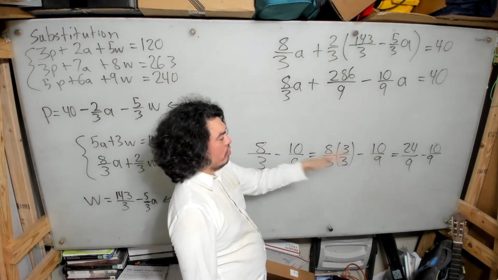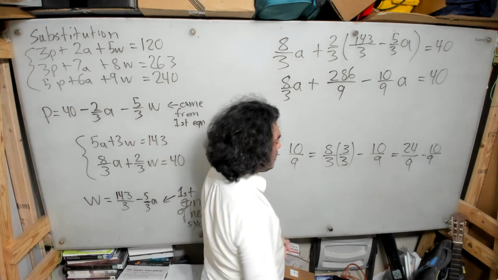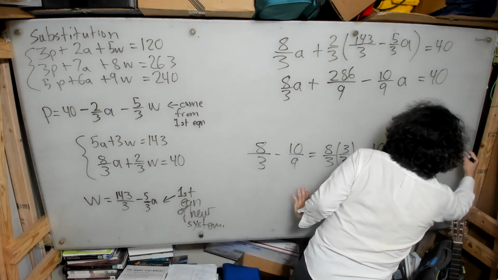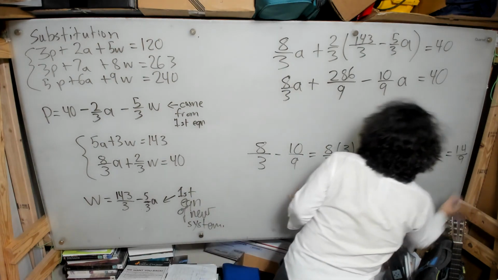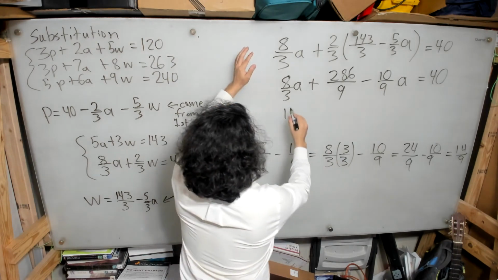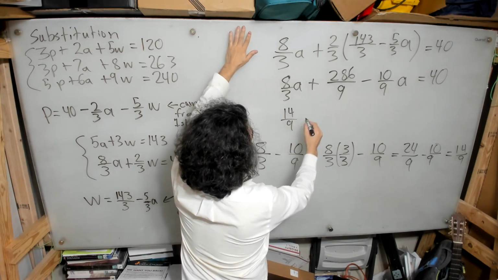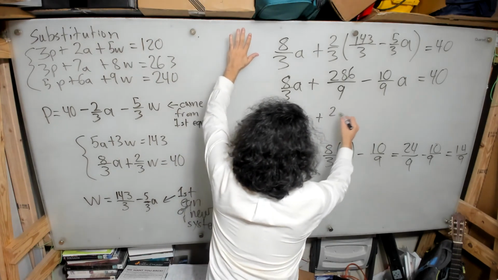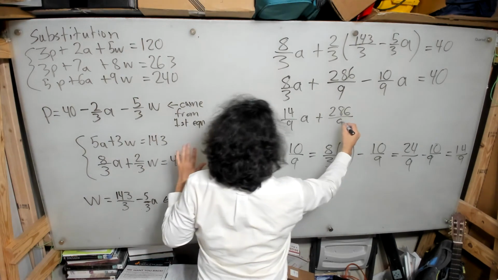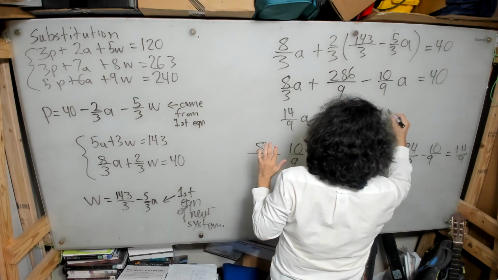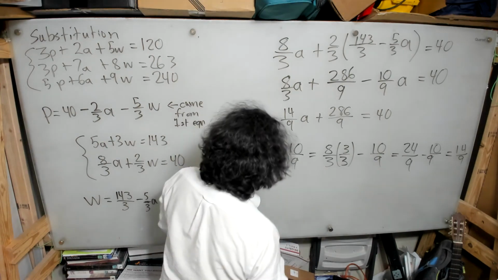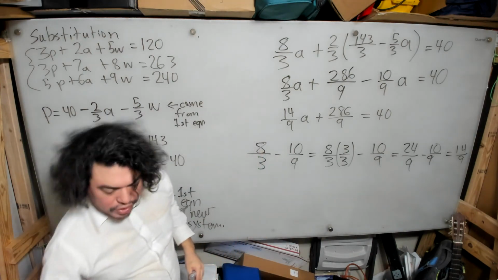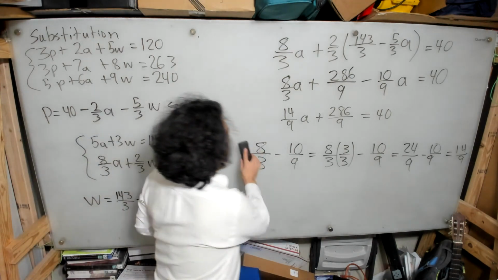I can just subtract the numerators. 24 minus 10 is 14. So this becomes 14 over 9. Okay. So I get 14 over 9a plus 286 over 9 equals 40. Okay. So now you can see that we're in a better position now.